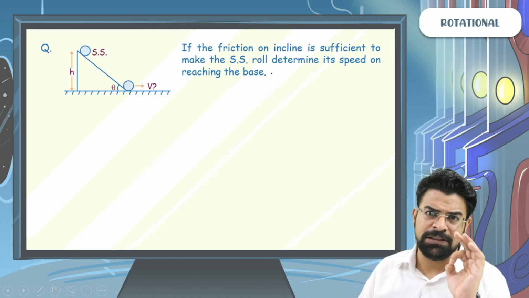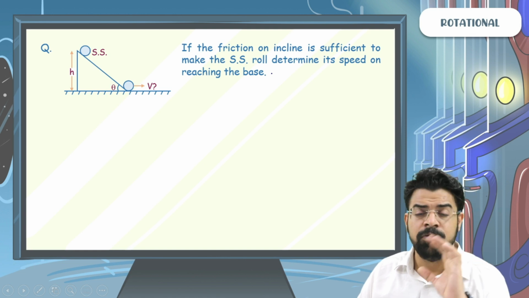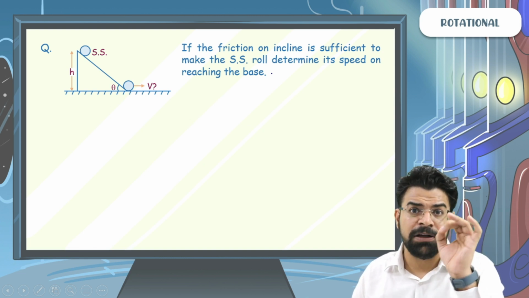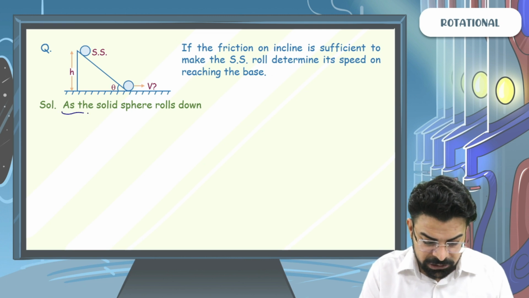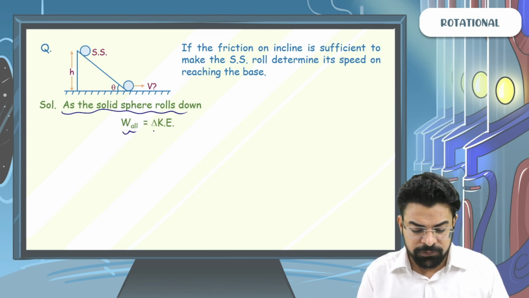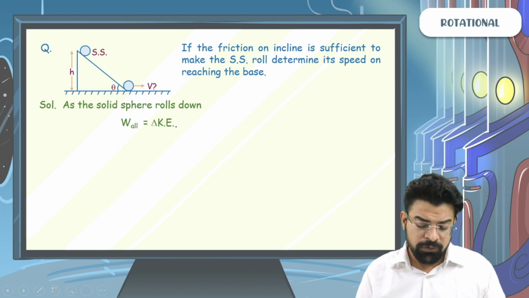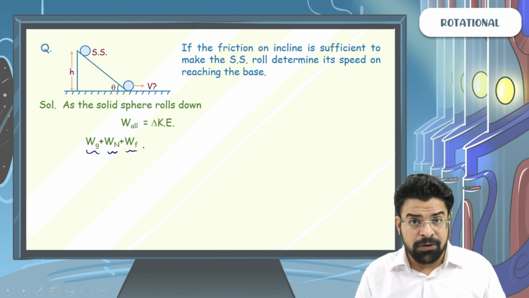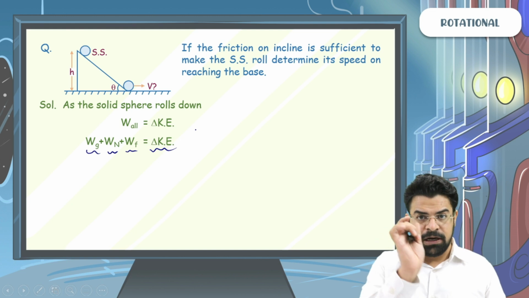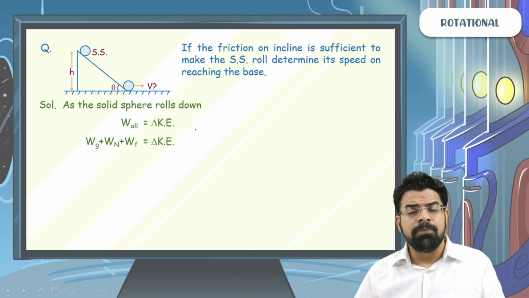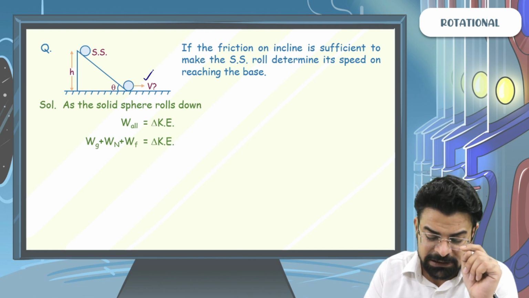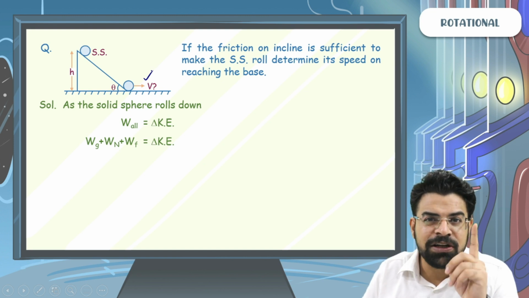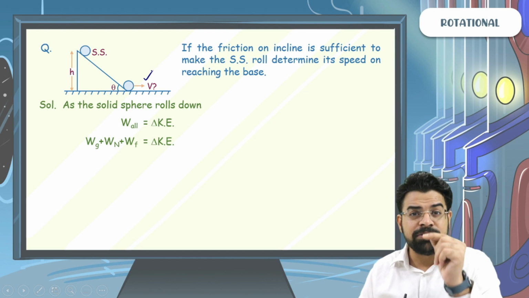Work done by all the forces equals change in kinetic energy. Which type of kinetic energy? Total kinetic energy, which means translational plus rotational. So as the solid sphere rolls down, work done by all the forces equals change in kinetic energy. So work done by force of gravity plus work done by force of normal plus work done by force of friction equals the change in kinetic energy, which is both translational as well as rotational. Since the body performs pure rolling, if at any instant it has a speed v, if the body has a translational kinetic energy half mv square, its rotational kinetic energy will be k square by r square times half mv square.